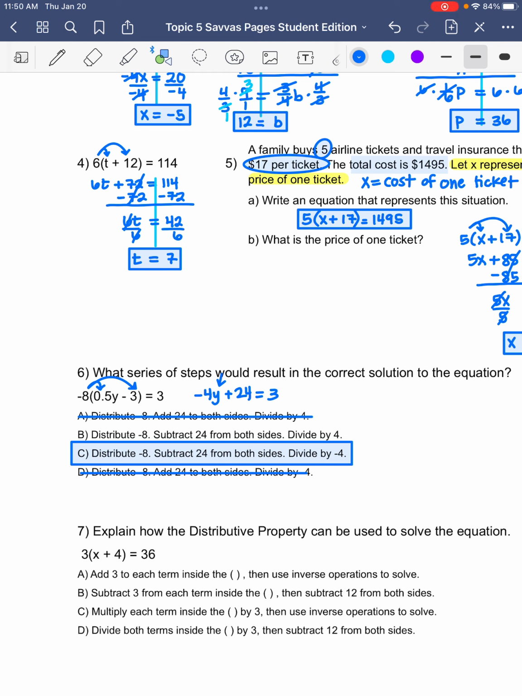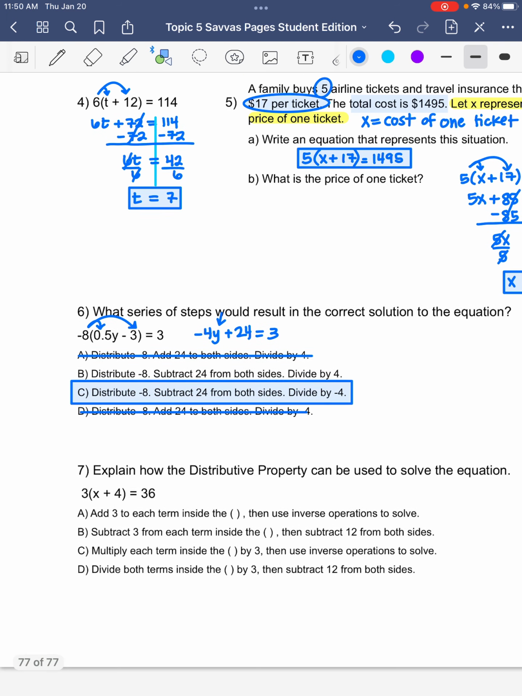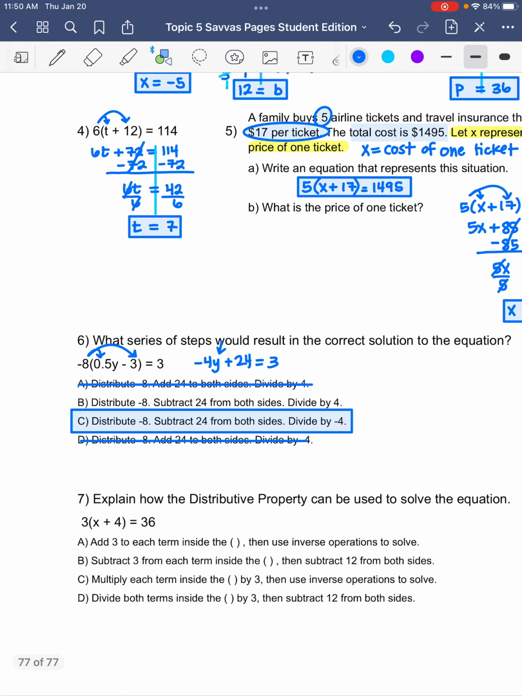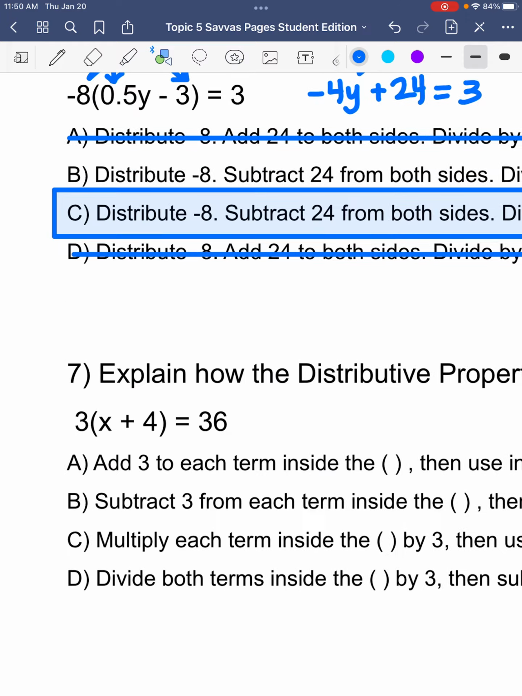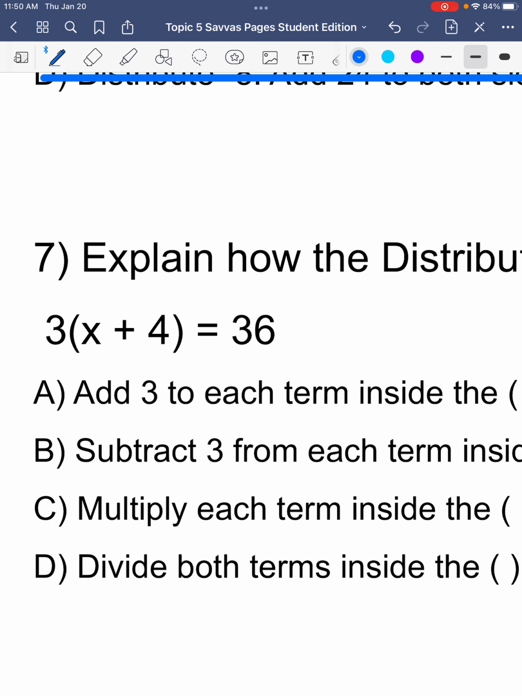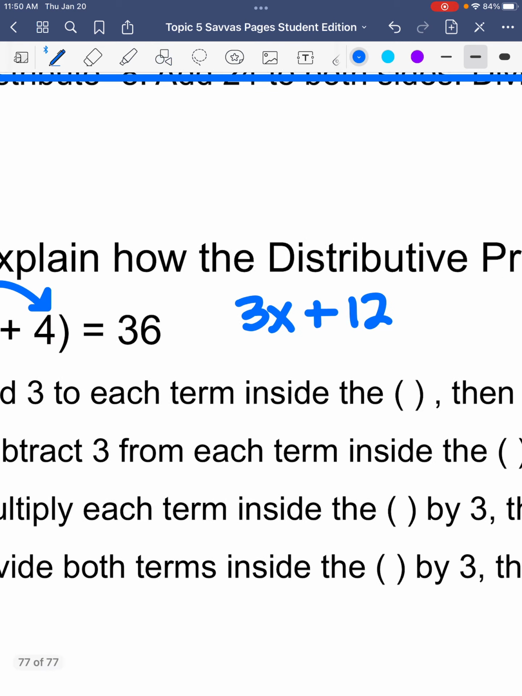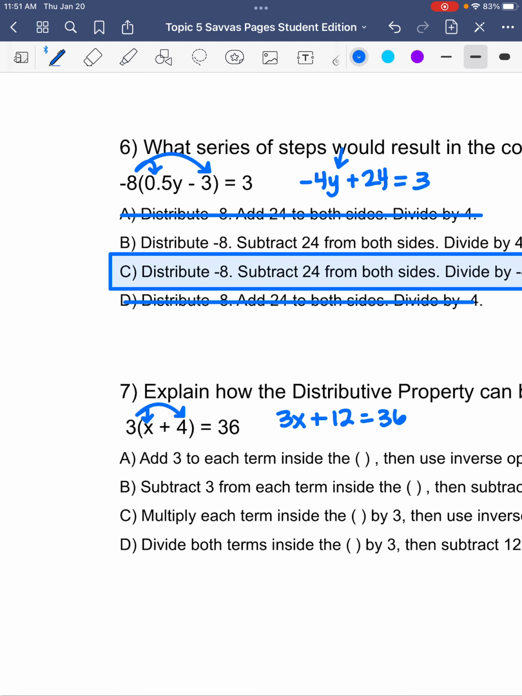Okay, last one, number 7. Explain how the distributive property can be used to solve the equation 3 times x plus 4 equals 36. Well, this is very similar to number 6. I know that I would need to distribute that 3. So I would multiply 3 times x, and I would get 3x. And then I would multiply 3 times 4, which would give me 12. So 3x plus 12 equals 36. Then that would be an equation I would know how to solve.